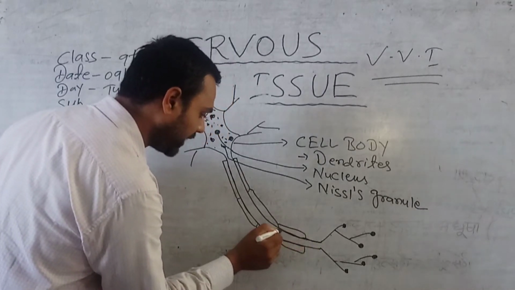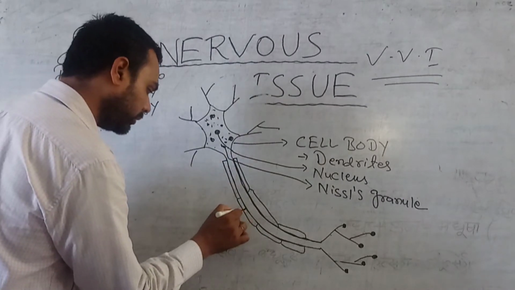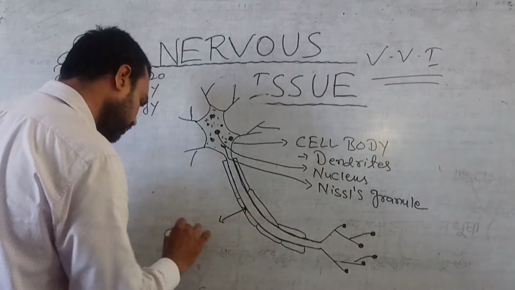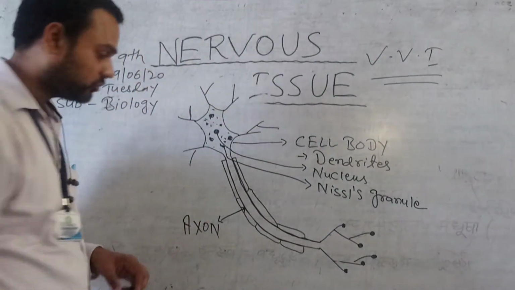Okay, and this tube-like structure is known as the axon. The tube-like structure is known as the axon. This is known as the axon.